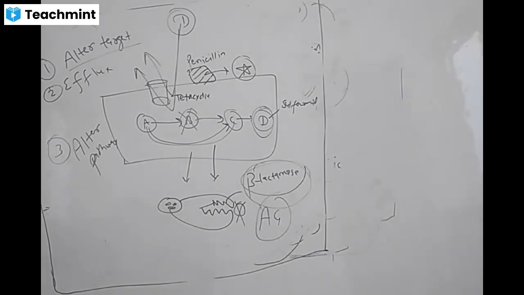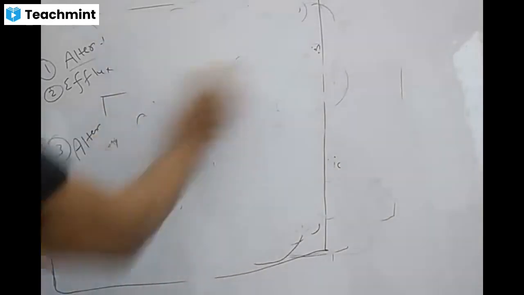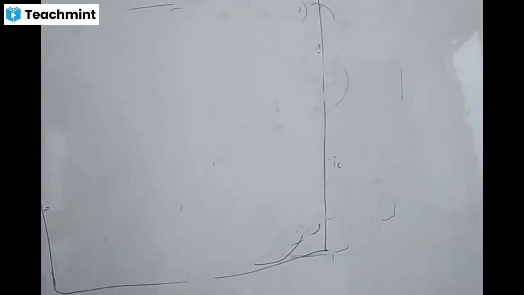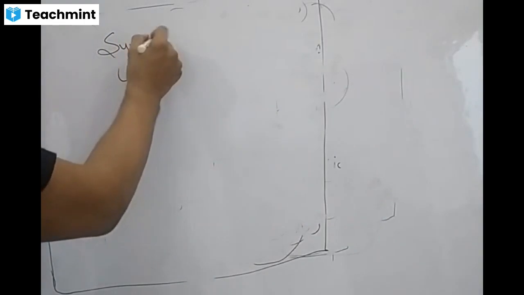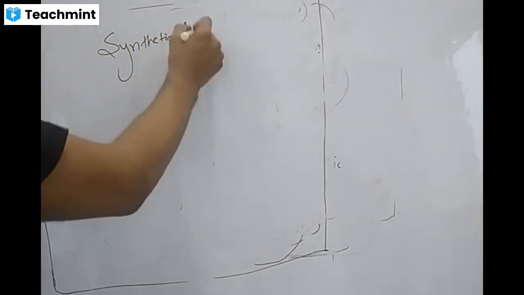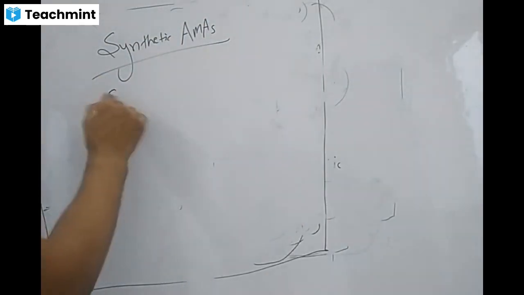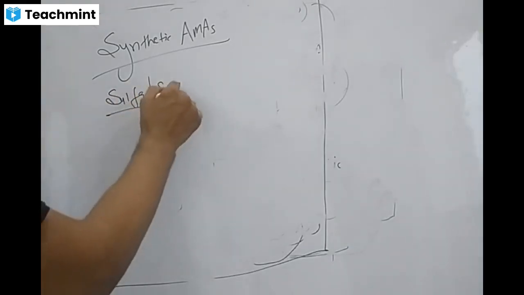Then the next topic is sulfonamide. There are two classes of drug. We call them synthetic antimicrobials. They are not antibiotics. They are simply known as synthetic antimicrobial agents. They are not antibiotics. The first we start with is the sulfa drug, also known as sulfonamide.